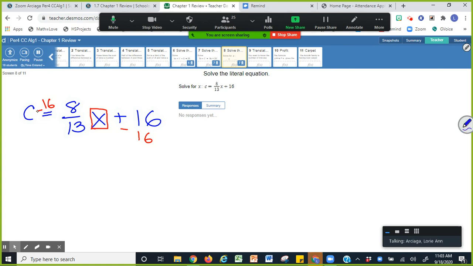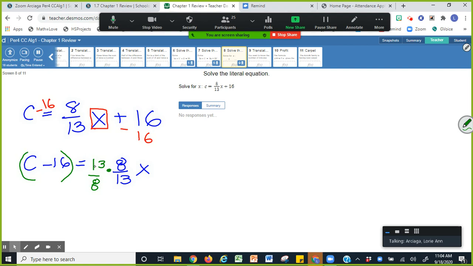So you will have C minus 16 is equal to 8 over 13x. Now we have to remove this fraction. So how do you remove it? You flip it around. There you go. But whatever you do to that, you also have to do here.